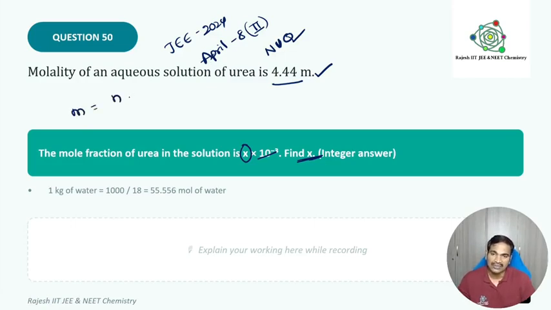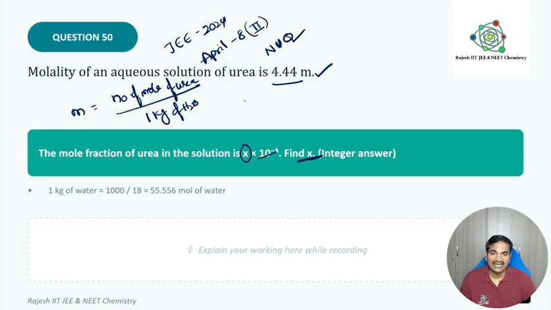Molality is equal to number of moles of urea divided by 1 kg of solvent. I'm taking 1 kg of solvent. That means here 1 kg of solvent means, in an aqueous solution, 1 kg of water we have to take. So first you have to have clarity.